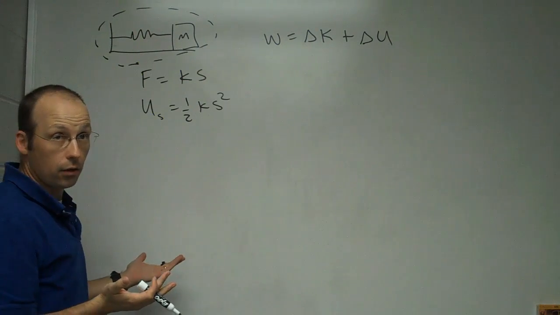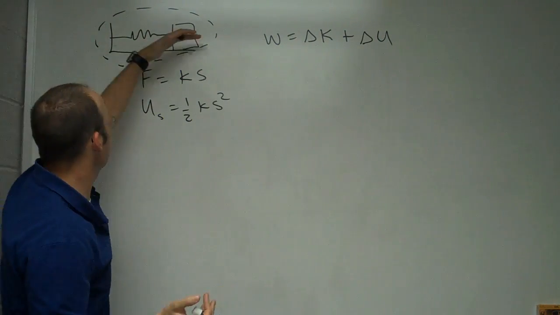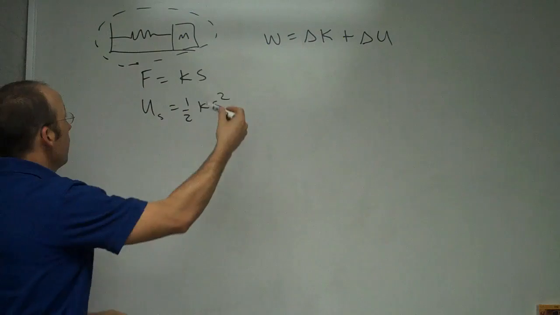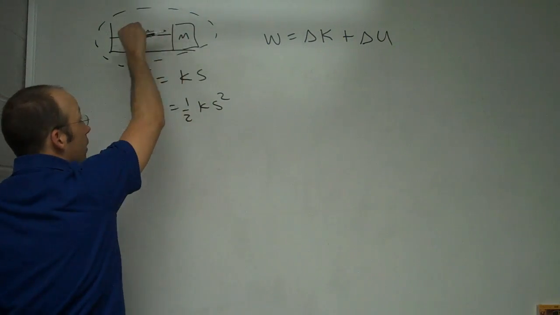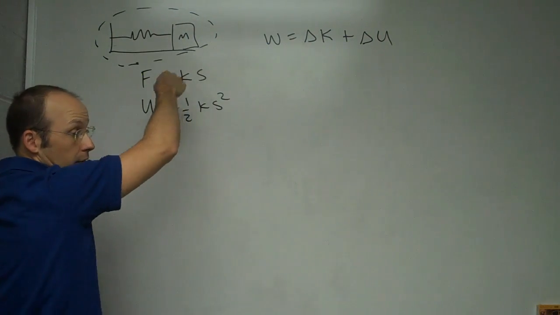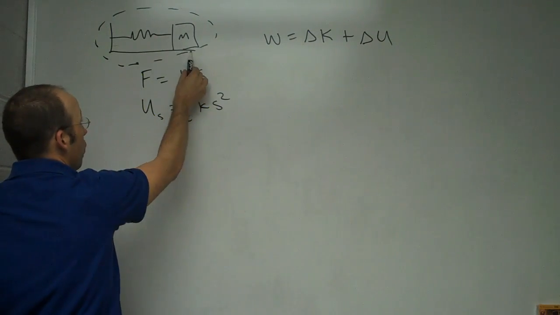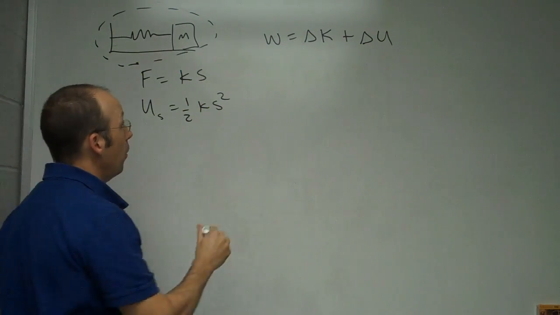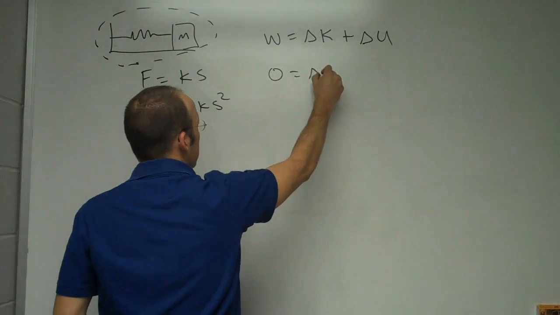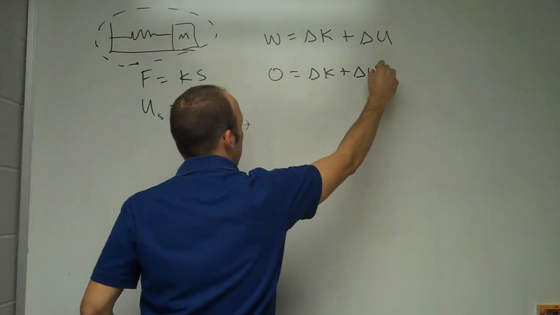What about gravity? Well, gravity doesn't do any work. If the mass just moves back and forth this way, then delta S is always in this plane and gravity is down, so they're perpendicular and no work is done. And the same thing with the normal force pushing up, no work done. So I get 0 equals delta K plus delta U.